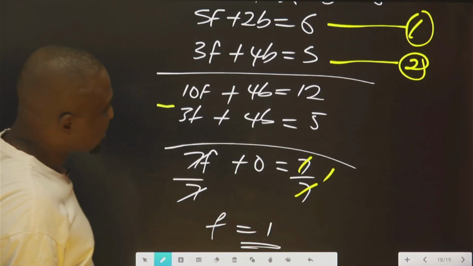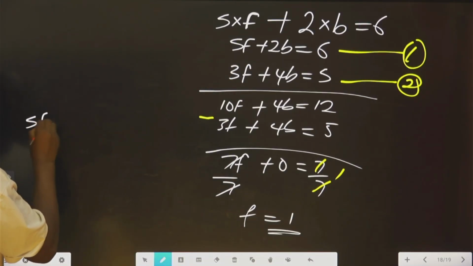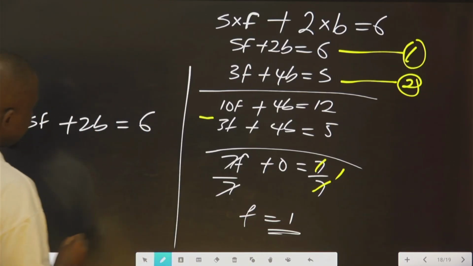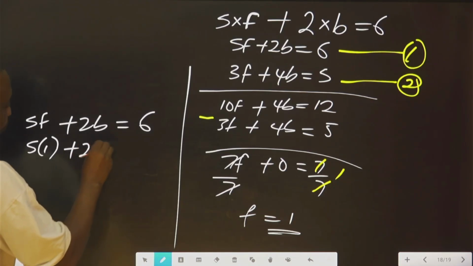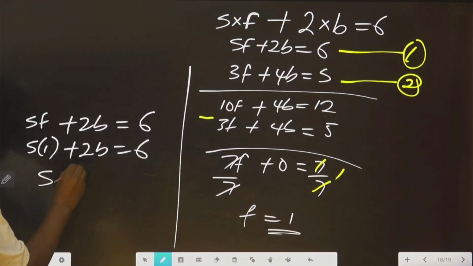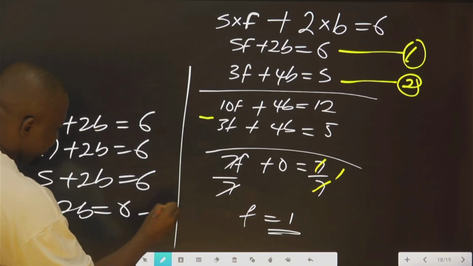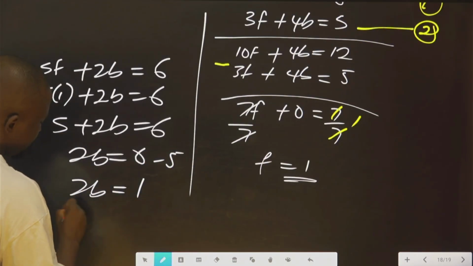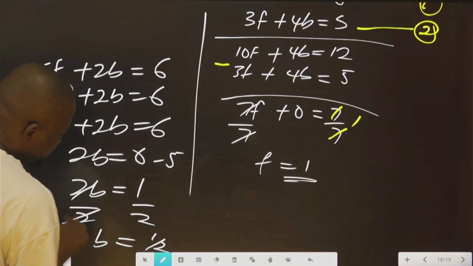Now that we have 1, we substitute in any of them. Let's take the first one, 5F plus 2b equals 6. It means therefore in place of F, we can put 1. This is 5 plus 2b equals 6. 6 minus 5, which is 2b equals 1. Divide both sides by 2, b therefore is 1 over 2.